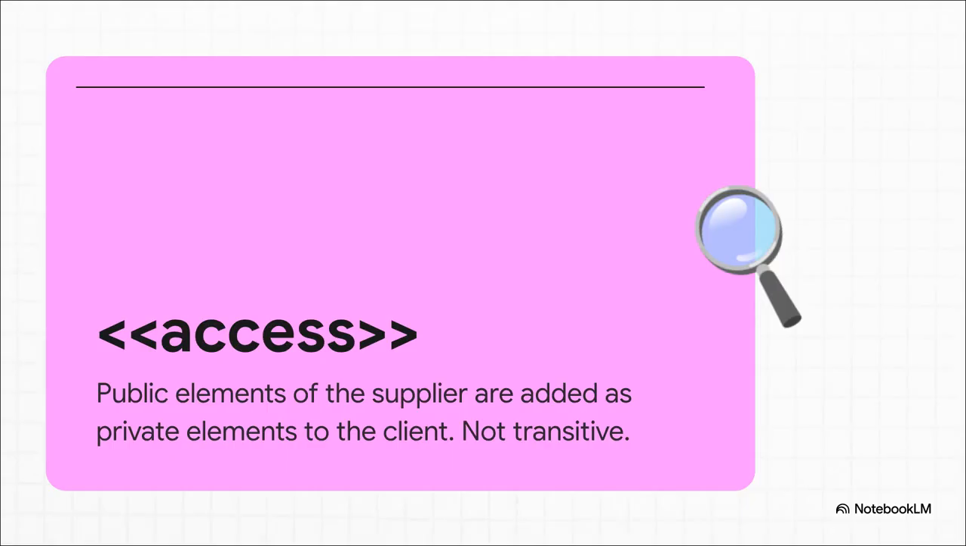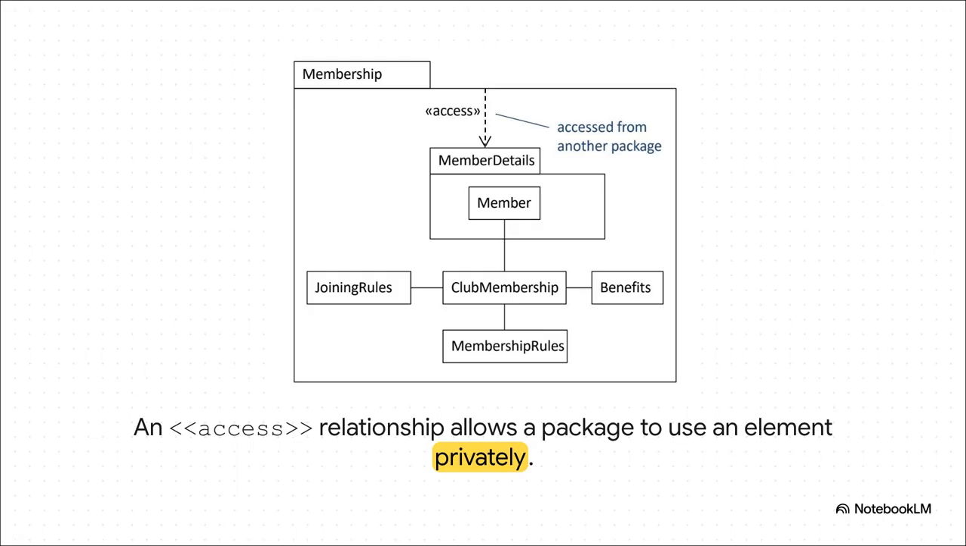The third stereotype is access. It's a lot like import, but there is one absolutely critical difference. The public elements from the supplier are added to the client's namespace as private elements. They're only for internal use inside that client package. And just as important, access is not transitive. So in this example, the outer membership package gets access to the member details package. This lets membership use member details for its own internal business. But since the access is private, it can't be re-exported or passed along to any other packages that might depend on membership.